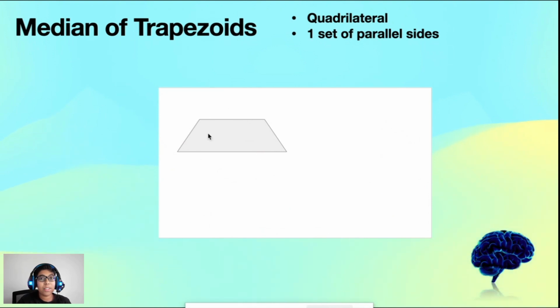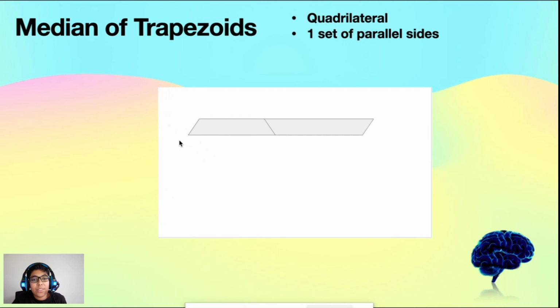So we start off with this trapezoid, right? It doesn't have to be an isosceles trapezoid. It works for any trapezoid, but this was the easiest one. So we have a median, right? This is the median. So we take the bottom part and we rotate it up, right? So that we have a parallelogram, right?